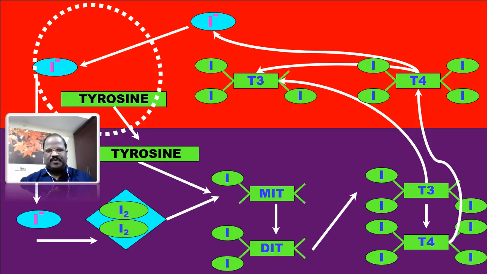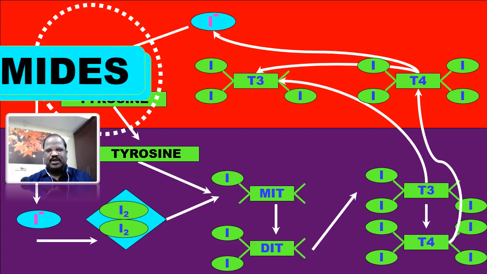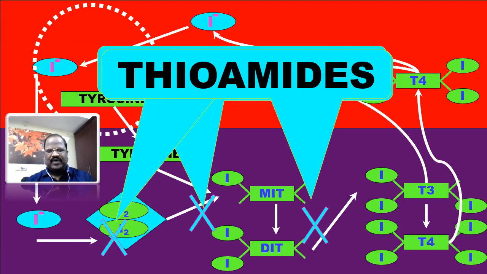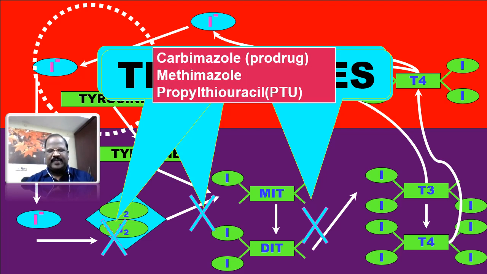The first group of antithyroid drugs that we are going to discuss is thioamides. First of all, we should know the examples of thioamides. Thioamide examples are carbimazole, methimazole and propylthiouracil. Now we are going to study the mechanism of action of all these three drugs. All these drugs inhibit synthesis of thyroid hormone.